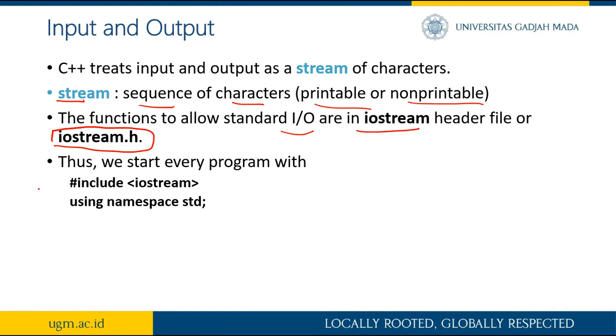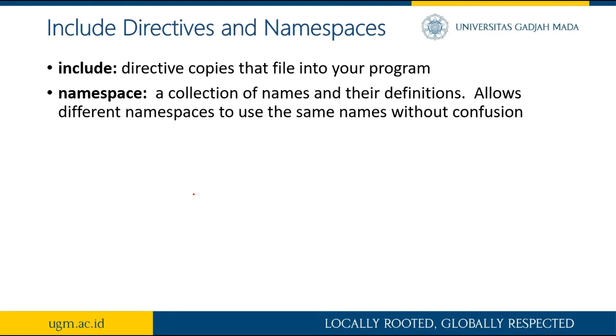We use it by typing like this: include iostream. And using namespace std means we are using the standard namespace naming. The include directive copies that file into the program, like we are importing the iostream library into our program. And then the namespace is a collection of names and their definitions.